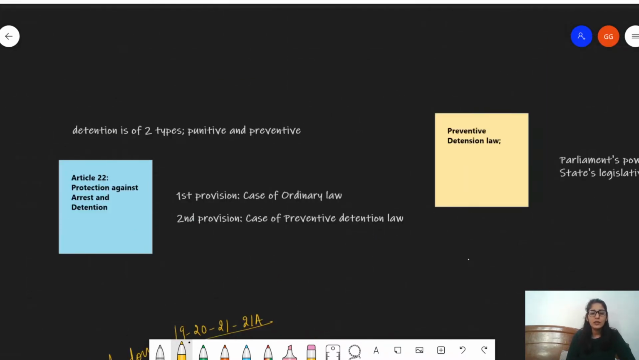The first thing that you need to understand here is it's providing protection against arrest and detention. Now, detention is of two types. All right. We'll discuss both of them and we'll understand what's the difference. First is punitive, the second is preventive.